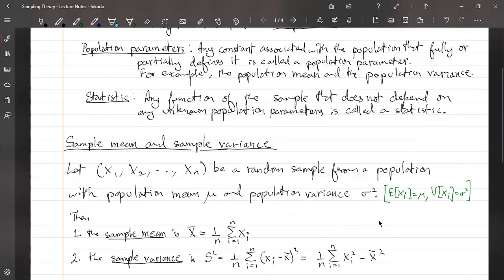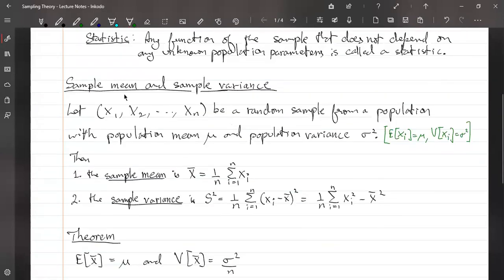So we defined two particular statistics, namely the sample mean and sample variance. So suppose x1, etc., xn is the random sample that we defined just now. And suppose the distribution from which you're drawing this sample, that is the population, has mean mu and variance sigma square. So let me be clear, this is the population mean and population variance. We are just about to define sample mean and variance.